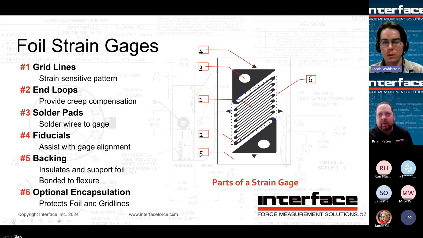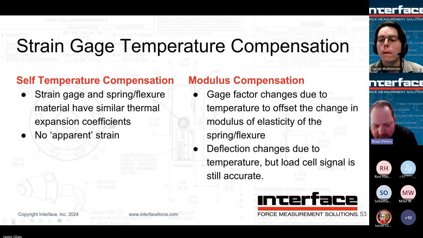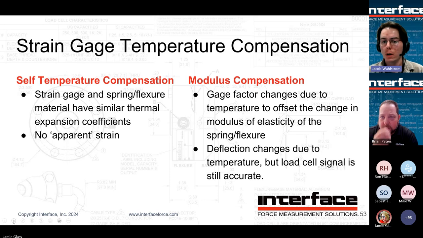Next slide. Jacob, when would we do the encapsulation? When would that be a good choice? Yeah, so it kind of depends. Most of our gauges, we don't use the encapsulation. We'll put a conformal coating over top of it. There are some applications where outgassing is a concern, where some of the conformal coatings you would want to put have some outgassing issues. So the encapsulation's an easy way to avoid that issue.